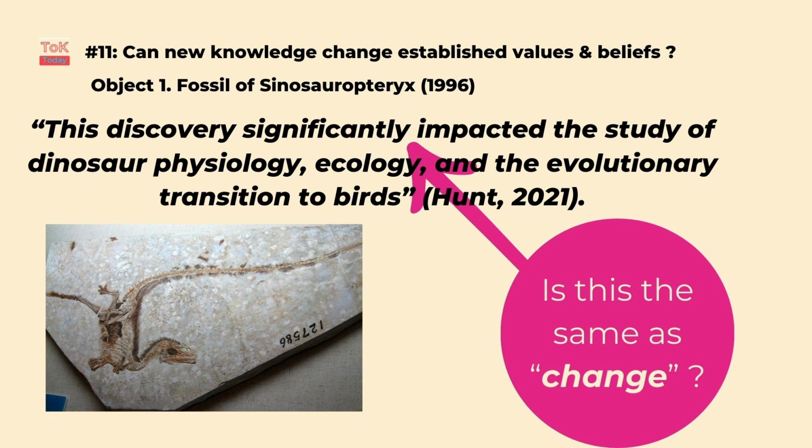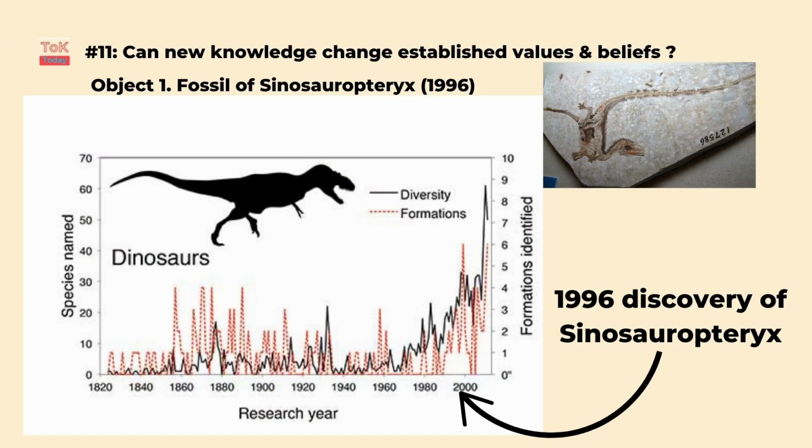Before the discovery of Sinosauropteryx in 1996, paleontologists had already identified and named over 800 species of dinosaur. The established belief arising from these dinosaurs was that dinosaurs had scaly, reptile-like skin, but the discovery of Sinosauropteryx changed that belief, established from the overwhelming pre-existing evidence. That one discovery could change the beliefs developed from a far greater number of discoveries can be explained in terms of the qualities of scientific knowledge.